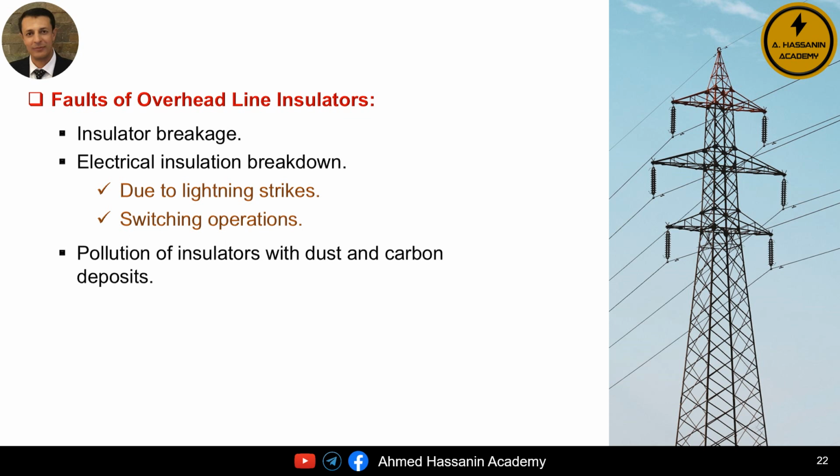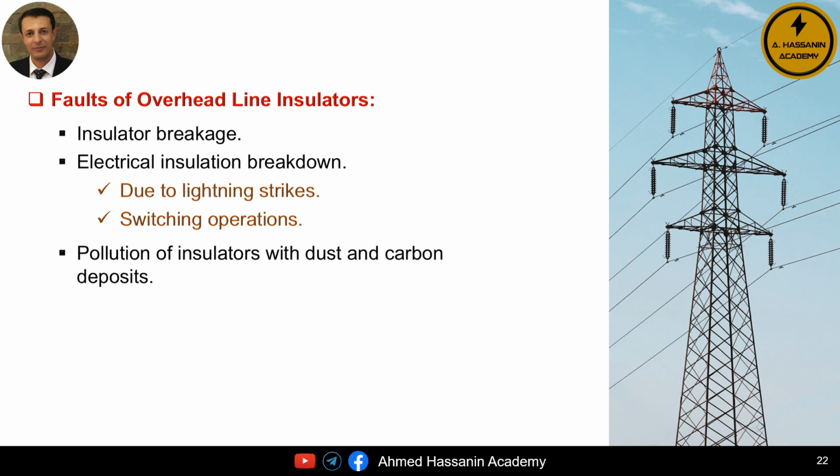The second and most serious fault is the electrical insulation breakdown, which can occur due to the following reasons. First, high voltage surges caused by lightning strokes or switching operations, especially in the absence of corona rings, as explained earlier. Second, heavy pollution on the insulator surface, which may result from atmospheric dust or from industrial emissions such as those from cement factories. It is important to understand that pollution in general contains a high percentage of salts.